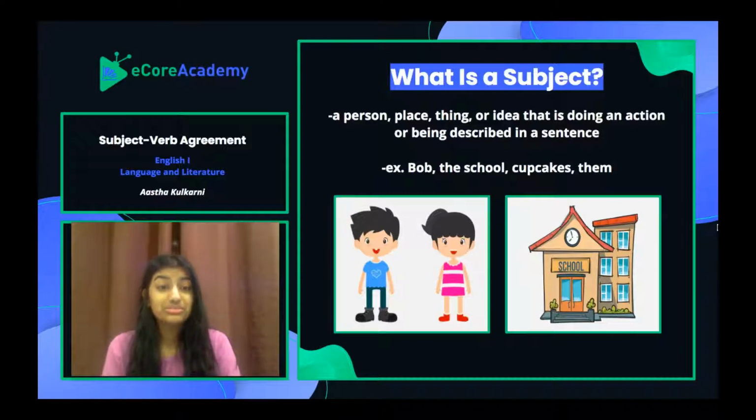So these are pretty much the basics of this lesson, but I just want to make sure you have the foundation down before we add some more complicated concepts on top of it. So I'm just going to quickly go over what a subject is and what a verb is. A subject is a person, place, thing, or idea that is doing an action or being described in a sentence. So it's basically the person, place, thing, or idea that the sentence is revolved around. If there's no subject, there's nothing that is the focal point of the sentence.